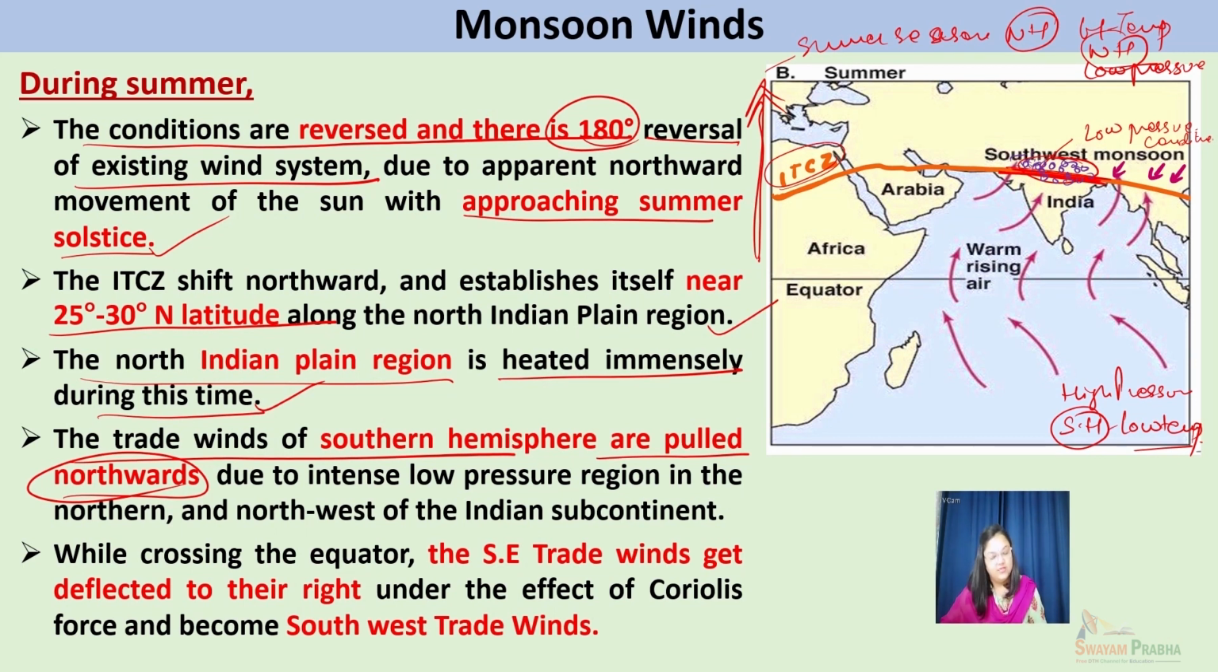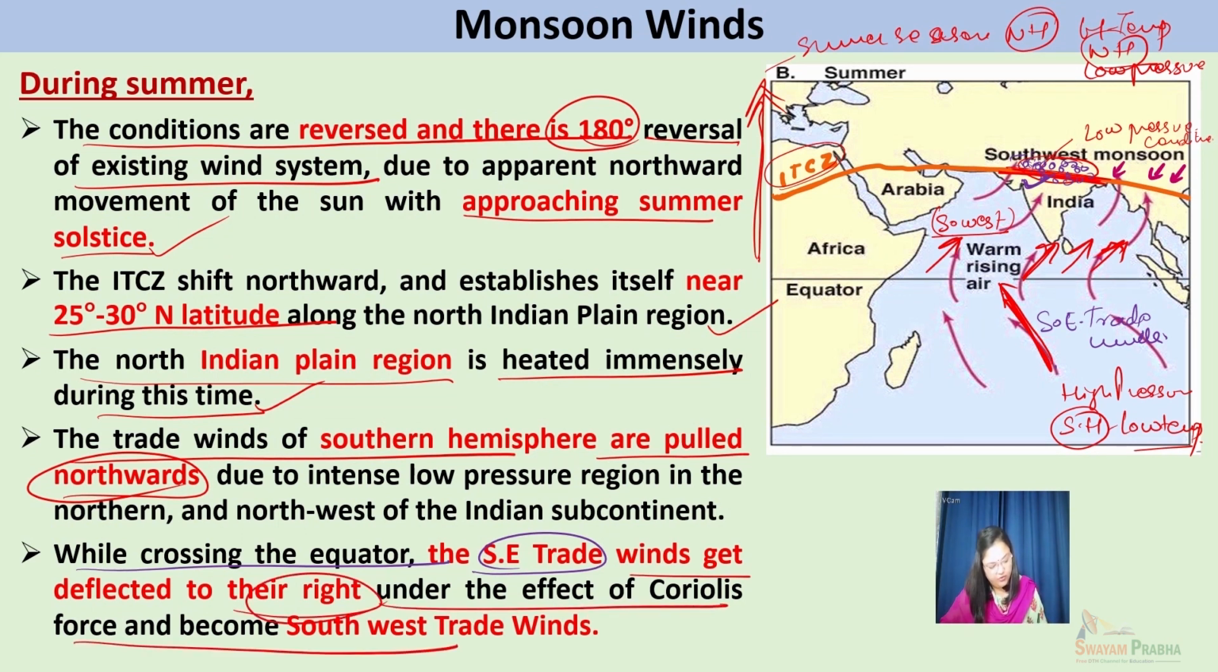As we know, we have the Thar desert in that area. So now the southeast trade winds are pulled towards this low pressure center. As they are pulled towards it, they cross the equator. And as soon as they cross the equator, due to the existing Coriolis force, they become southwest in direction, because they are deflected towards their right under the effect of Coriolis force as they cross the equator, and they continue their northward journey.